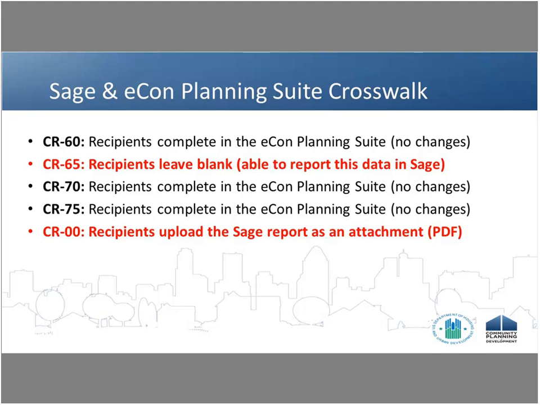So the two screens to keep your eye on are CR65, which is blank. That's basically all of the data being reported, or which had been reported there, is now reported via CSV in Sage. And CR00 is still where you're going to do an upload. It's just going to be the Sage report that's attached instead of Ecard. Next slide, please.